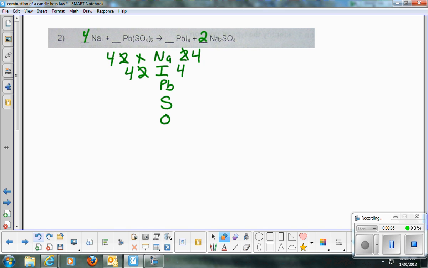Okay, now I go and check the rest. My lead on the left is 1. My lead on the right is 1. My sulfur on the left is 2 times 1, which is 2. My sulfur on the right is 2 times 1, which is 2. My oxygen on the left is 4 times 2, which is 8. And my oxygen on the right is 2 times 4, which is 8, and I'm balanced. I don't write any ones. Okay? Let's try another one. Let's go on to the next one.